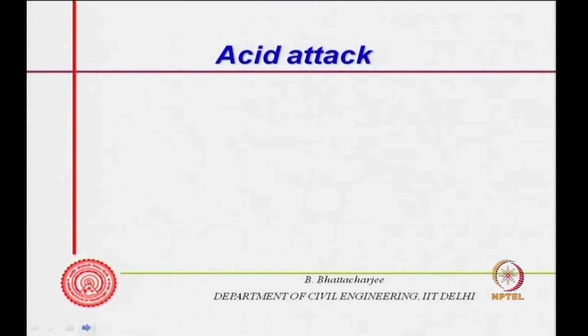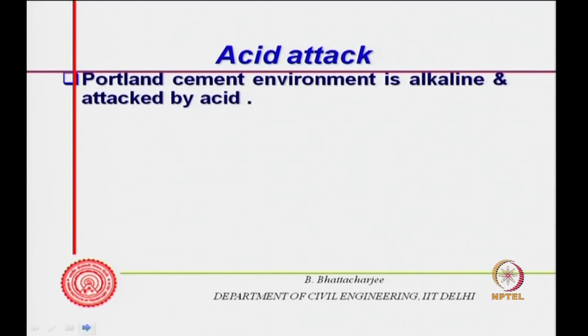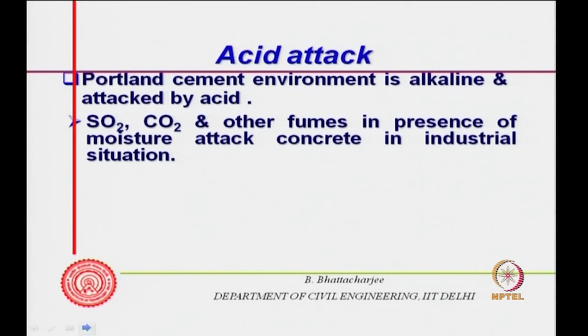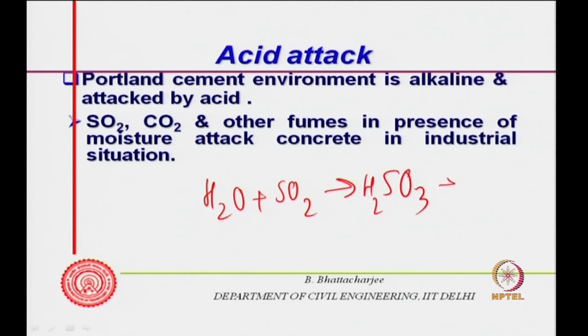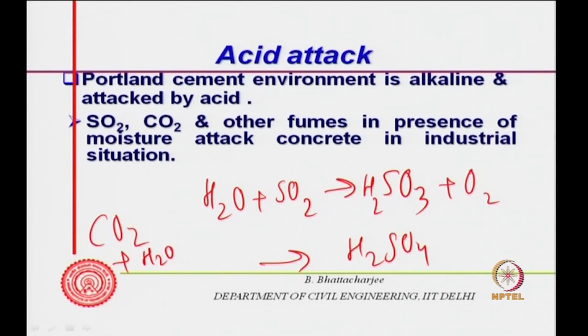So, next we can look into acid attack. Concrete is alkaline, the Portland cement environment is alkaline, therefore it will be attacked by acid. So, where does acid come from? Sulfur dioxide, carbon dioxide and such other fumes, in presence of moisture. For example, H2O plus SO2 will form H2SO3, which might get oxidized to form H2SO4, sulfuric acid, which is stable actually. Similarly, carbon dioxide plus water forms H2CO3, weak carbonic acid.